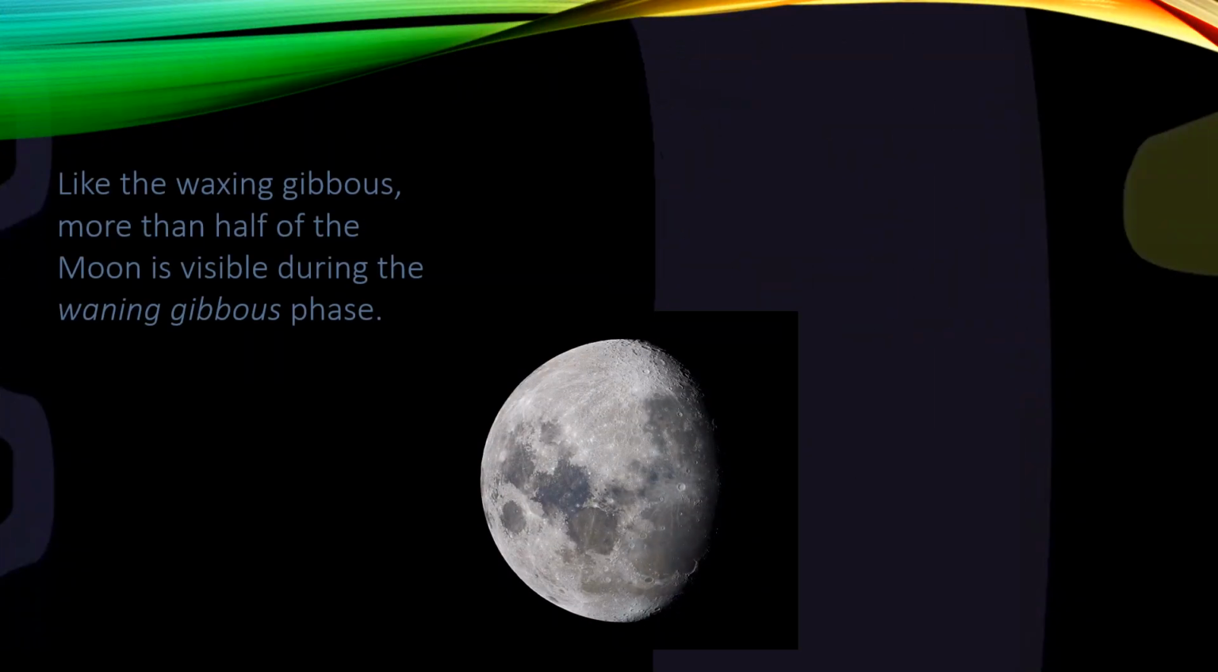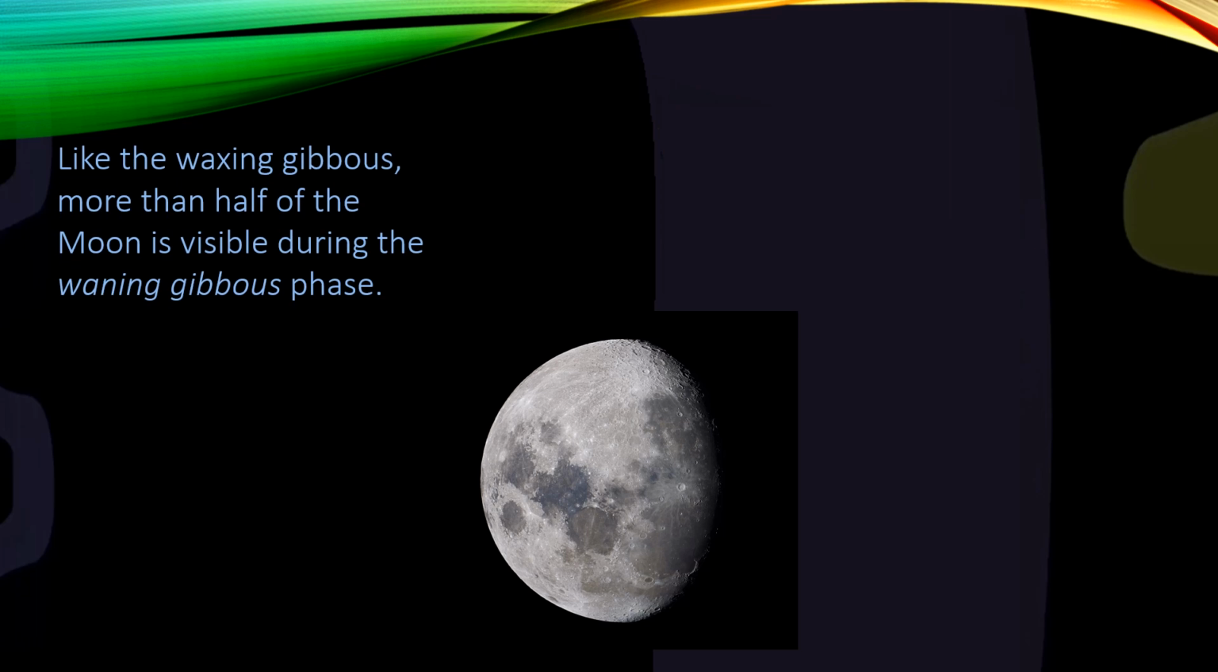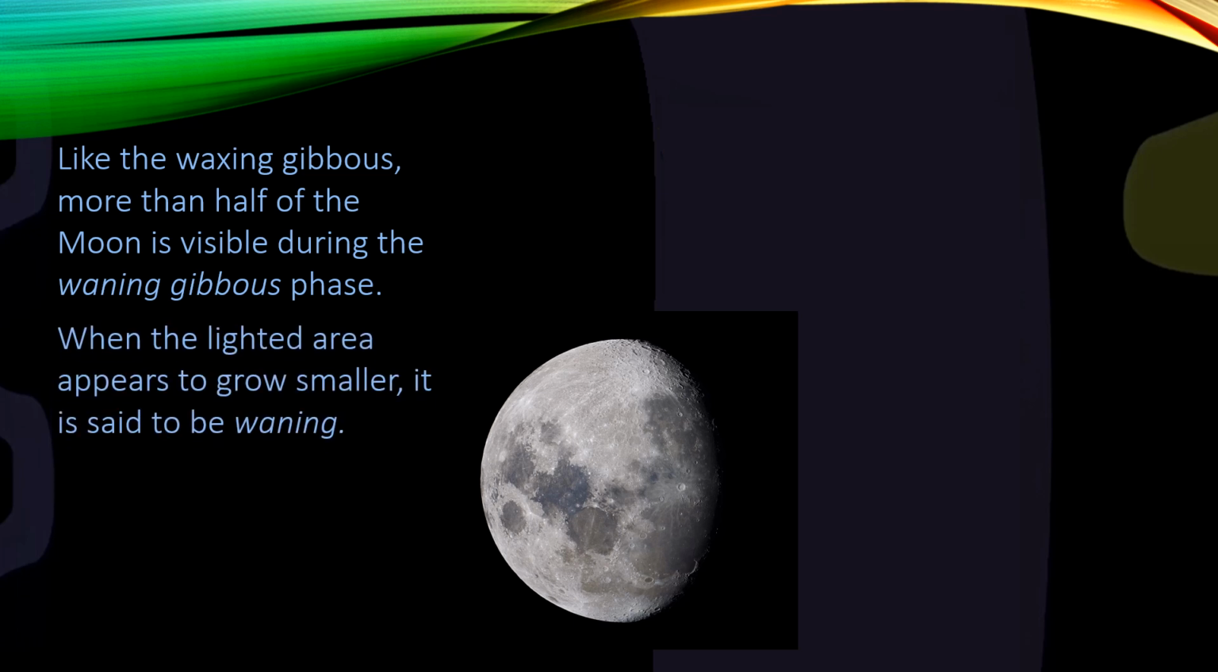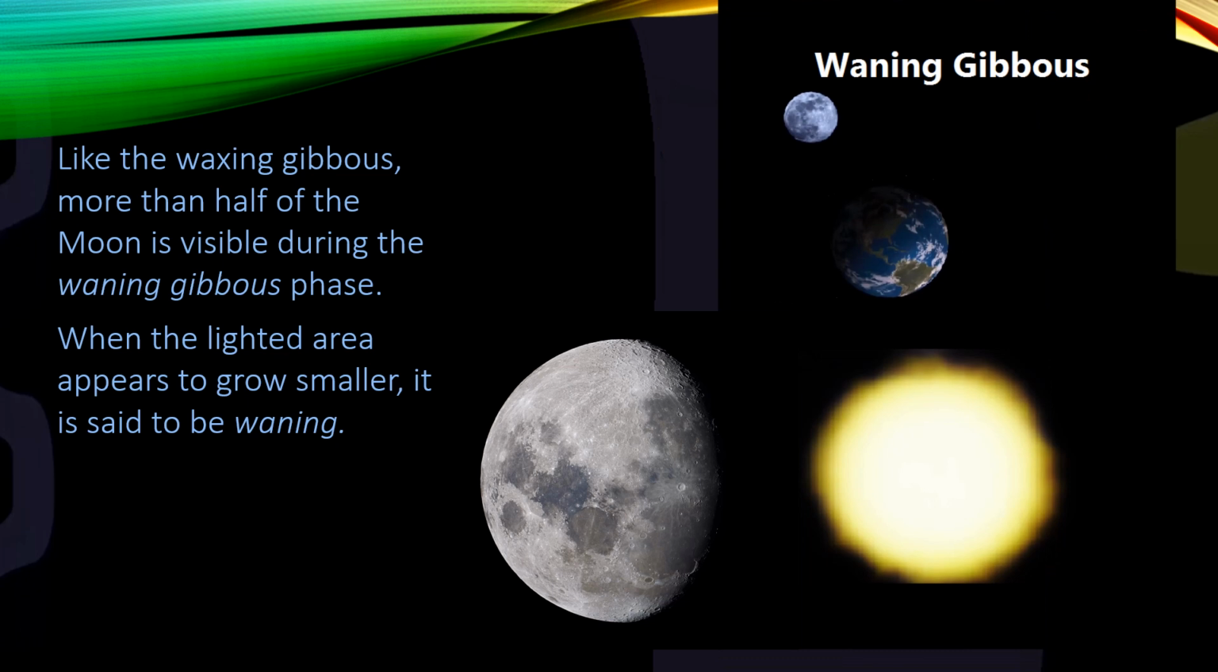Half of the moon is visible during the waning gibbous phase. When the lighted area appears to grow smaller, this is called waning. As you see, this is the reverse of the waxing gibbous position. It travels another one-fourth of its orbit around Earth.